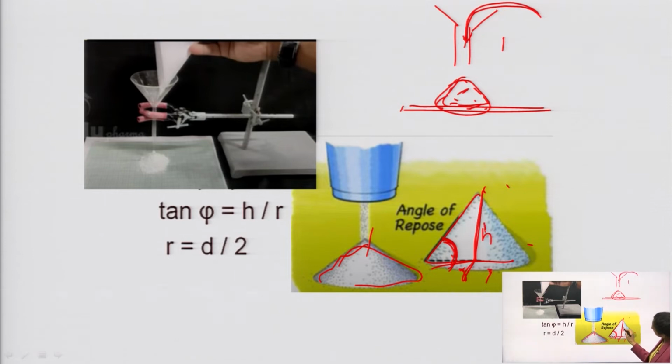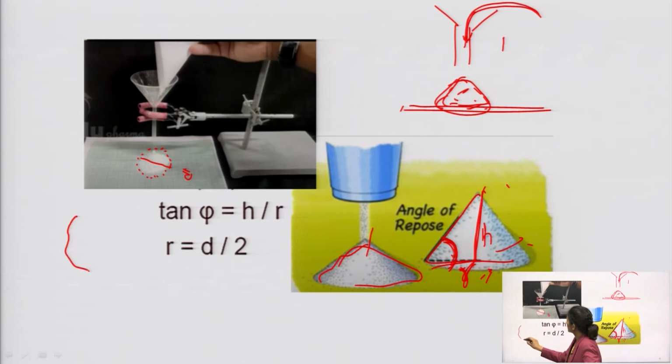For this, you have to determine the H of the pile, that is the height of the pile, as well as the radius of the pile. Now, how will you determine the radius of the pile? Just draw the dots around this pile, similar like this, and then just measure the diameter. Since the circle which you will draw will not be symmetrical in shape, because the heap of the powder will not be perfectly spherical, the circle may be like this.